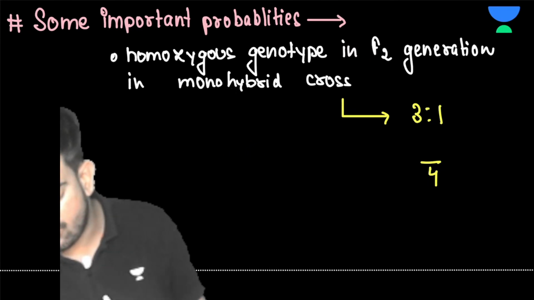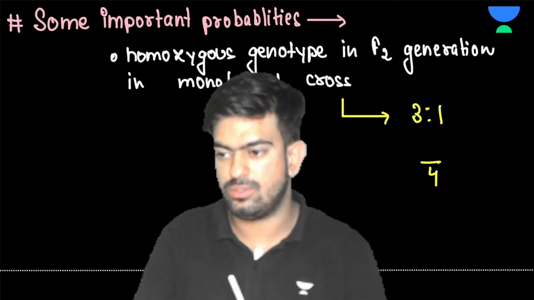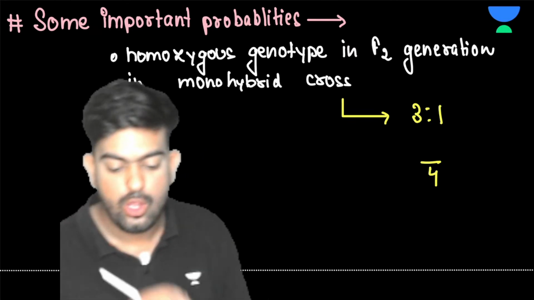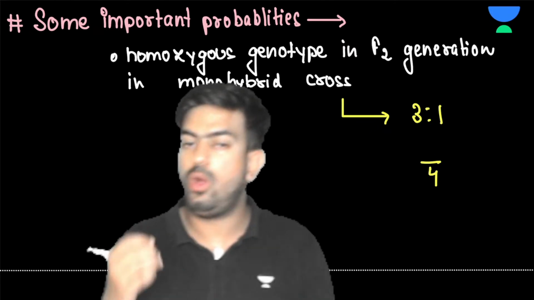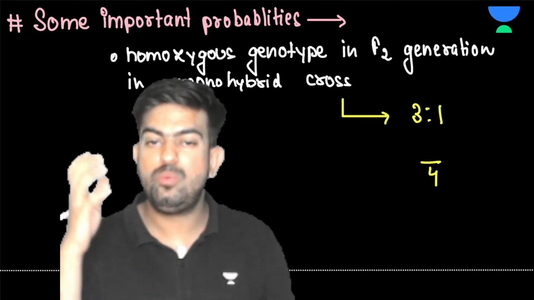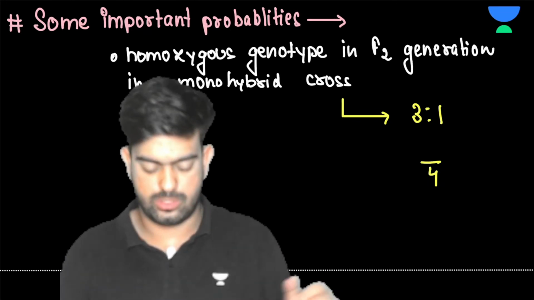How many plants are having homozygous genotype? Think about it. Will it be 1 by 4, 2 by 4, 3 by 4 or 4 by 4? How many plants are having homozygous genotype? Sir, having confusions. Okay, great.